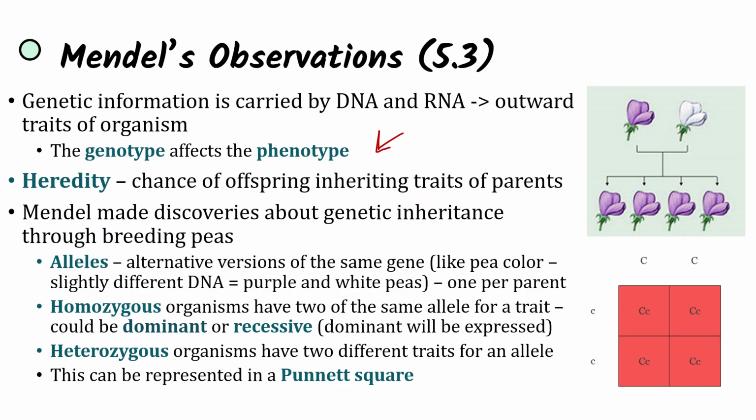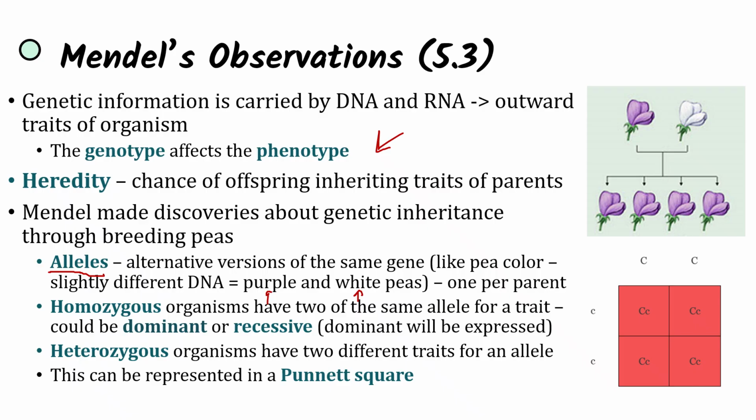There are alternative versions of the same genes, like we talked about in the last slide. There are different alleles. And so they code for the same thing, but they're slightly different DNA. And he saw this with purple and white peas. And he determined that each parent contributed one allele to the offspring. Homozygous organisms have two of the same allele for a trait, and these could be dominant alleles or recessive alleles.